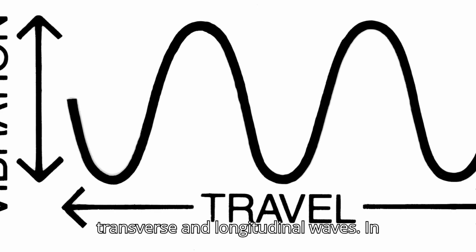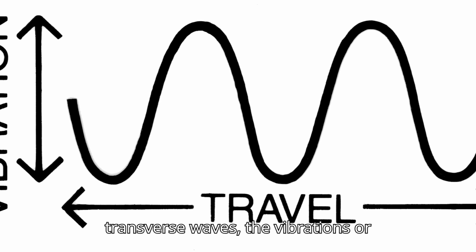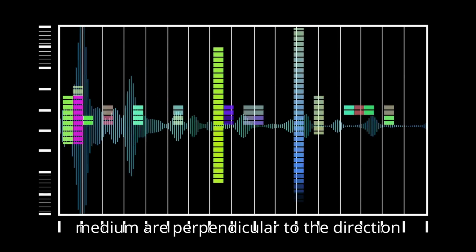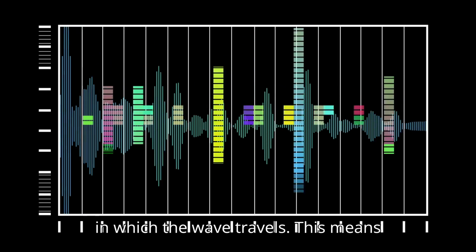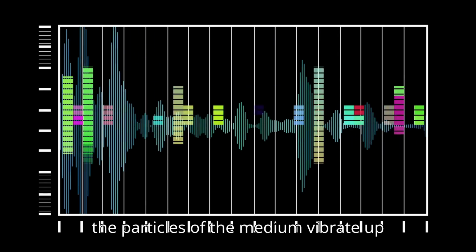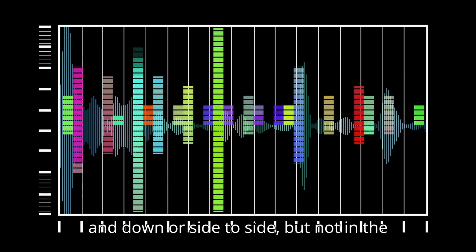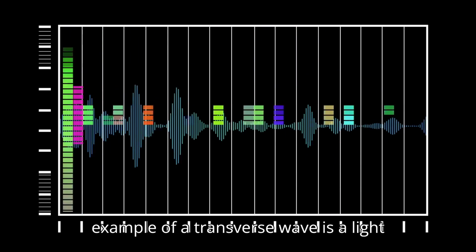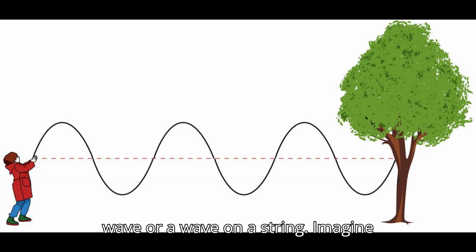longitudinal waves. In transverse waves, the vibrations or oscillations of the particles in the medium are perpendicular to the direction in which the wave travels. This means that if the wave is moving horizontally, the particles of the medium vibrate up and down or side to side, but not in the direction of the wave's motion. An example of a transverse wave is a light wave or a wave on a string.